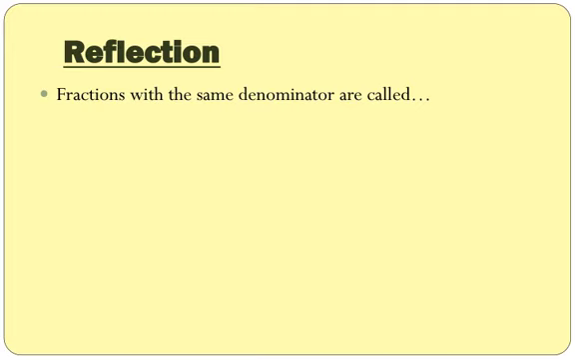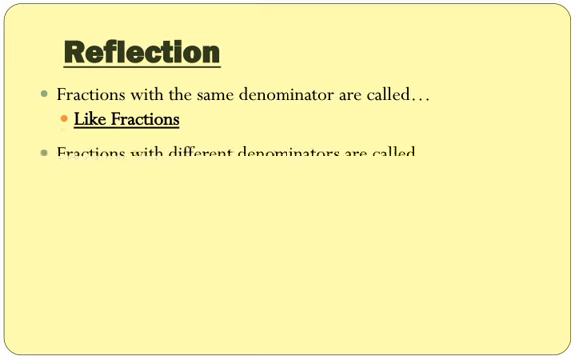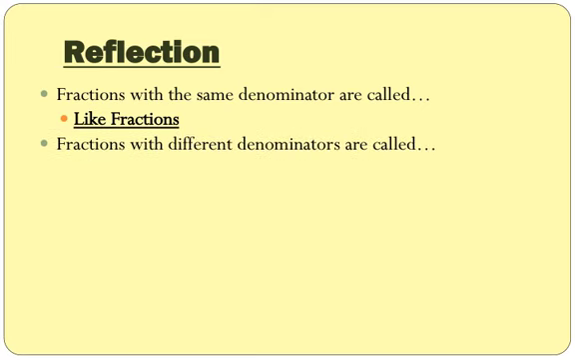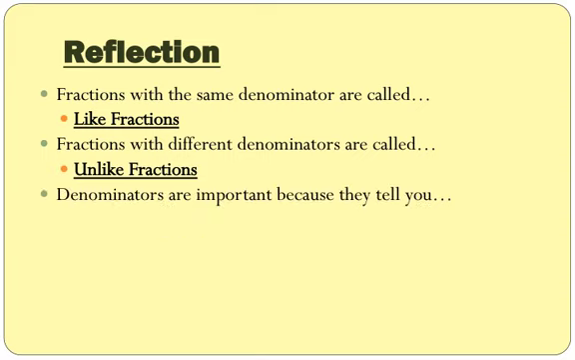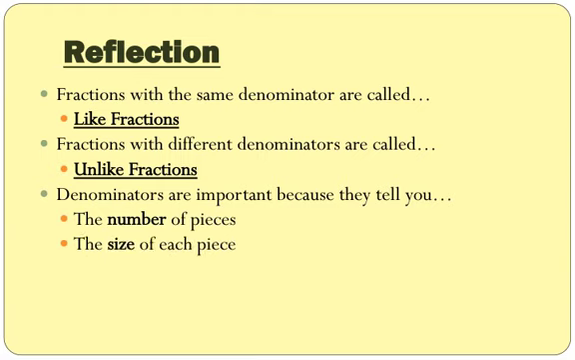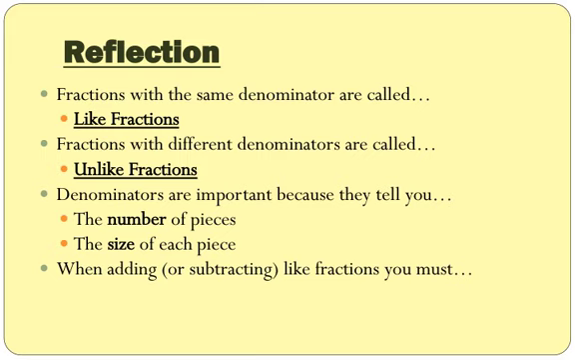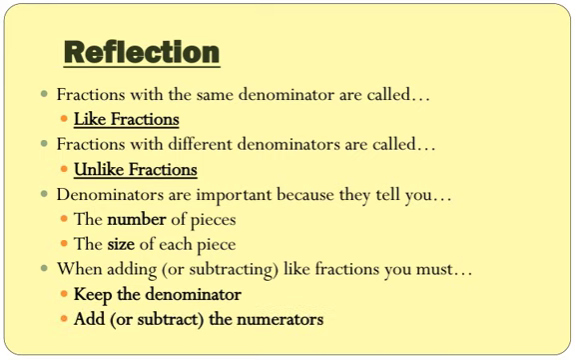So what did we learn from this lesson? Fractions with the same denominator are called like fractions. Fractions with different denominators are called unlike fractions. Denominators are important because they tell you the number of pieces and the size of each piece. When adding or subtracting like fractions, you must keep the denominator and add or subtract the numerators, depending on what operation you have to do.